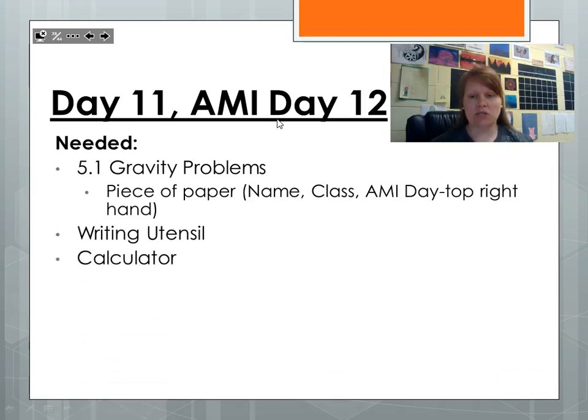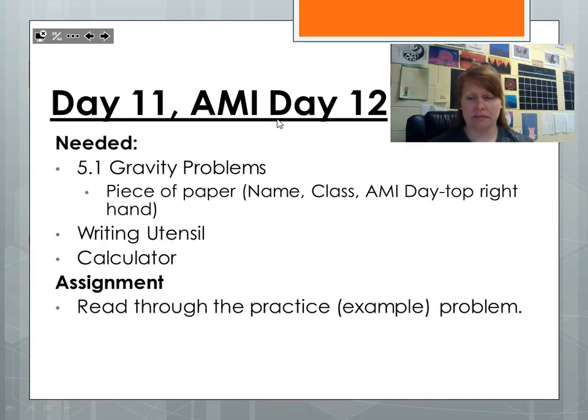Need a writing utensil, and then also a calculator is imperative. There's a lot of multiplication and division, and if you can do this stuff in your head, more power to you, but please use a calculator. Most of your phones have it. You've used it in class.